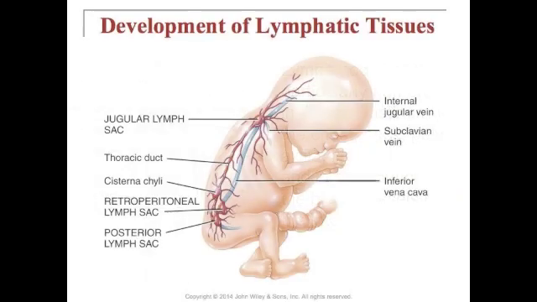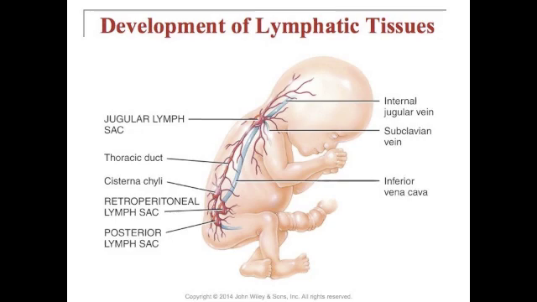The development of lymphatic tissue. This is figure 22.8 on page 858. Lymphoid tissues are derived from the mesoderm. Lymphoid tissues begin to develop by the end of the 5th week of embryonic life. Lymphatic vessels develop from lymph sacs that arise from the developing veins, which are derived from the mesoderm.